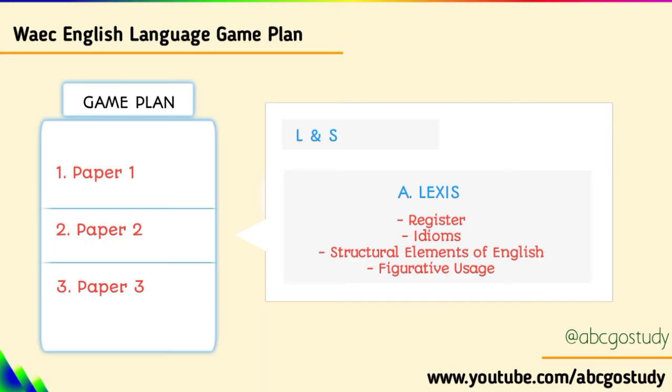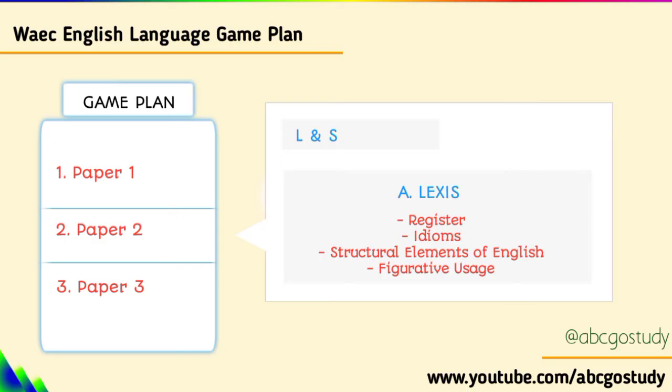We have lexical items, and we also have structural items. So that's lexis and structure. The lexis will be 40, while the structure will be 60. Just understand that on this paper 2, I'm talking about lexis. You should understand something on building, plumbing, fishing, and the likes. That's the vocabulary you should understand very well. And also idioms. We all know the meaning of idioms.